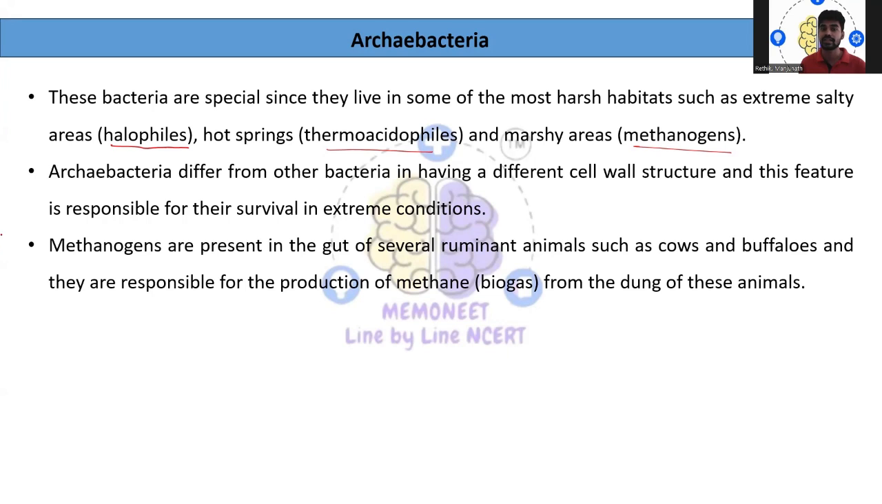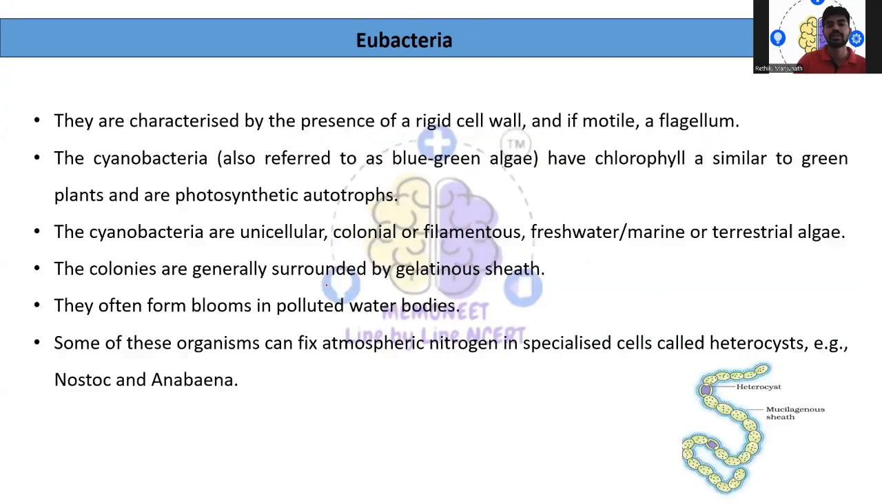Then we have another thing, that is methanogens, bacteria which normally live in marshy areas. They are normally present in the gut of several ruminant animals, such as cow and buffalo, and they are also responsible for the production of methane gas, that is the biogas, which comes from the dung of the animal. So that can be used as a biogas, for household purposes and many other purposes by human beings.